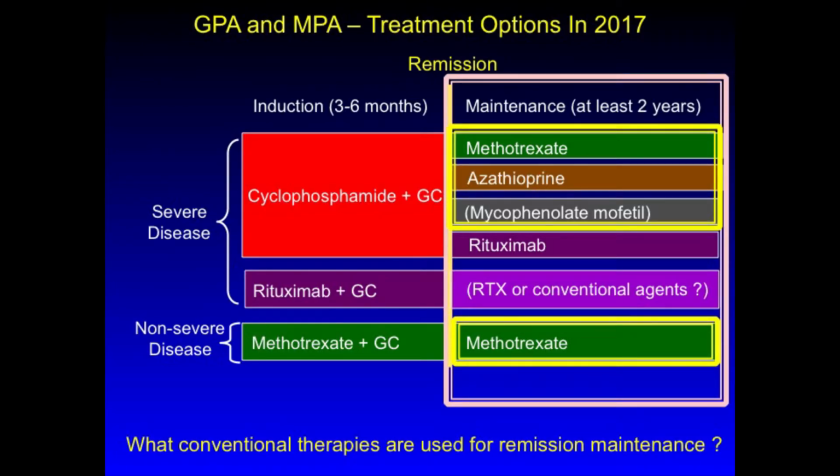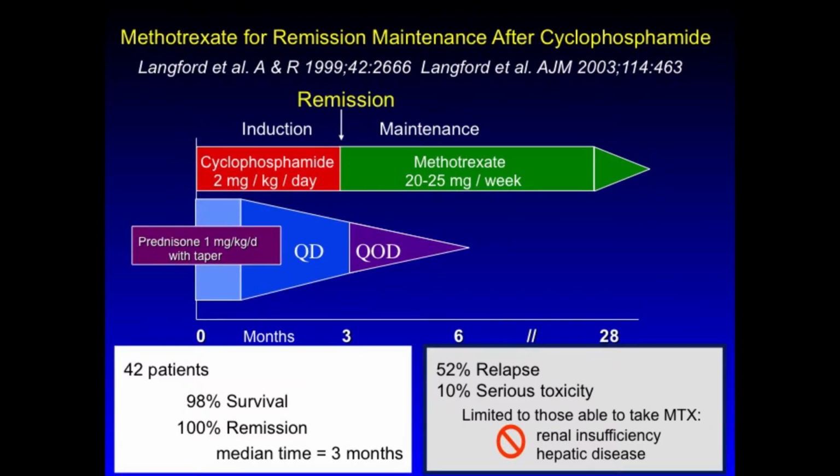So as we look at the maintenance side of the equation, again, we can see in terms of our conventional therapies that there have been data with the use of methotrexate, azathioprine, and mycophenolate mofetil. Methotrexate was first explored based upon the encouraging experience in non-severe disease in an induction maintenance approach in an open-label trial at the NIH. And while this again demonstrated that cyclophosphamide could be used for a shorter period of time and it reduced toxicity, this approach was limited to those patients who were able to take methotrexate and therefore not in renal insufficiency or hepatic disease.